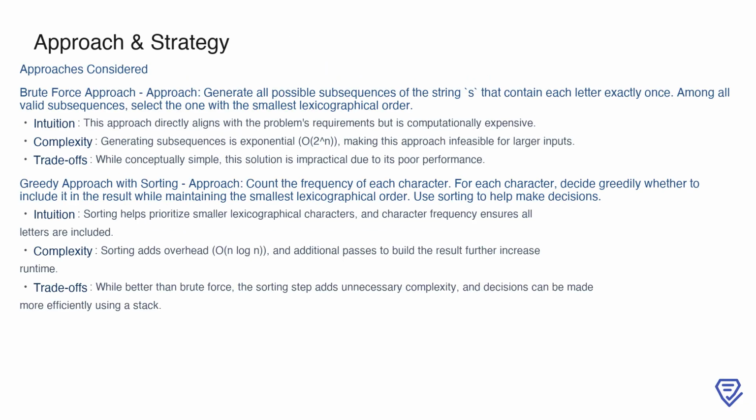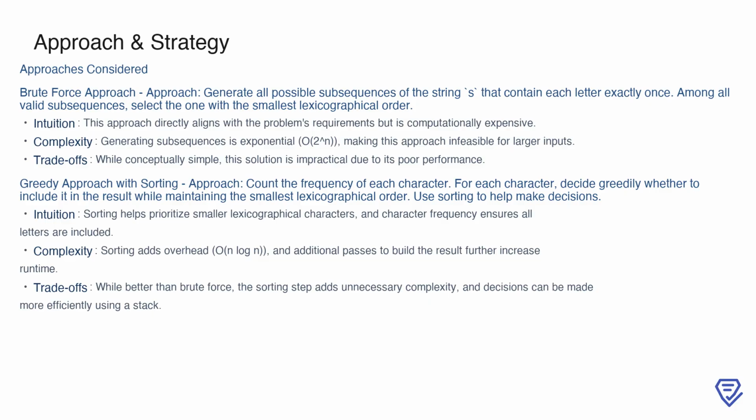To solve the problem of removing duplicate letters while ensuring the smallest lexicographical order, we first considered two initial approaches. The brute force approach involves generating all possible subsequences of the string that contain each letter exactly once. From these, we select the smallest lexicographical result. While this method aligns with the problem's requirements in theory, it is computationally infeasible due to the exponential number of subsequences generated, making it impractical for larger inputs.